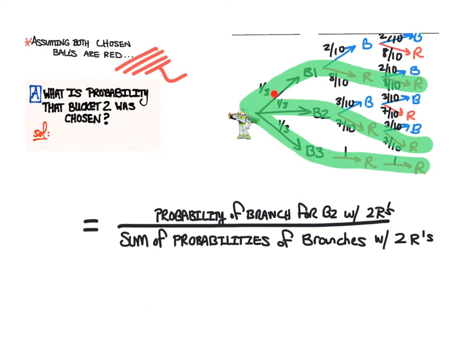So for this first branch, it'd be 1/3 times 8/10 times 8/10. Then you'll add that to the probability of this branch, which is 1/3 times 7/10 times 7/10. And the same for the third branch.